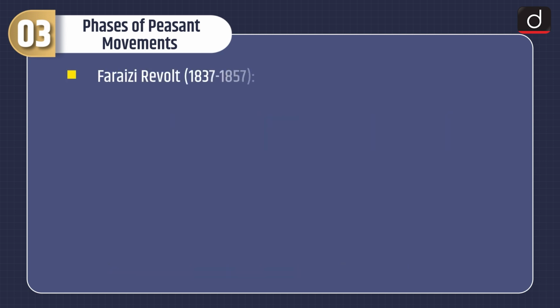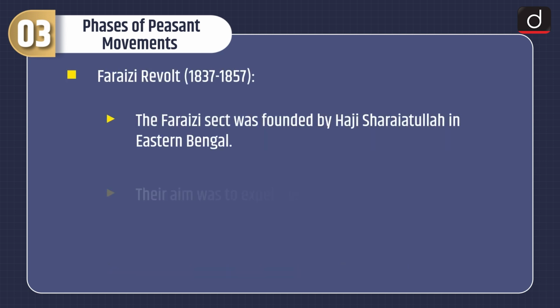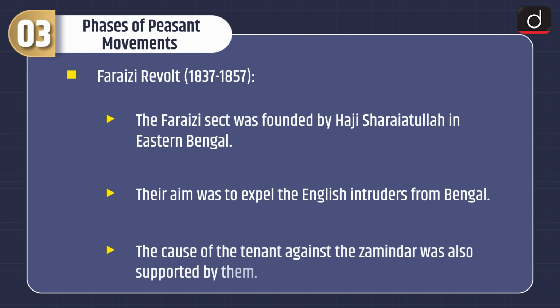Next is the Faraizi Revolt, 1837 to 1857. The Faraizi sect was founded by Haji Shariatullah in eastern Bengal. Their aim was to expel the English intruders from Bengal. The cause of the tenants against the zamindars was also supported by them.